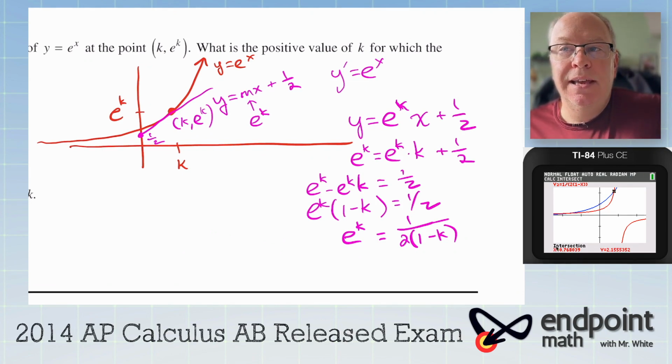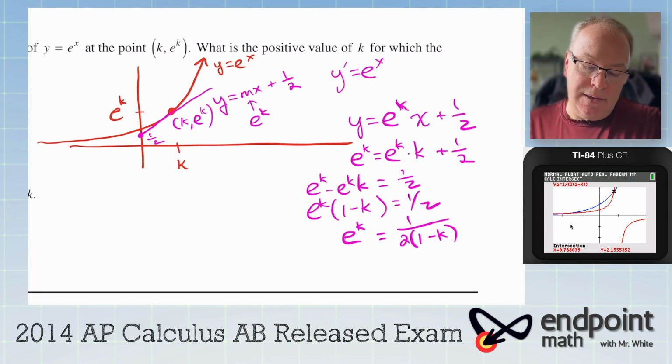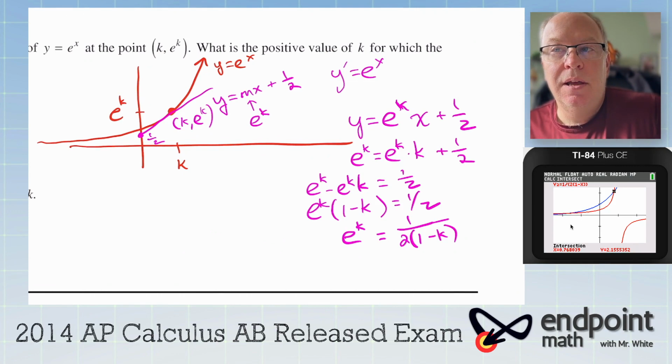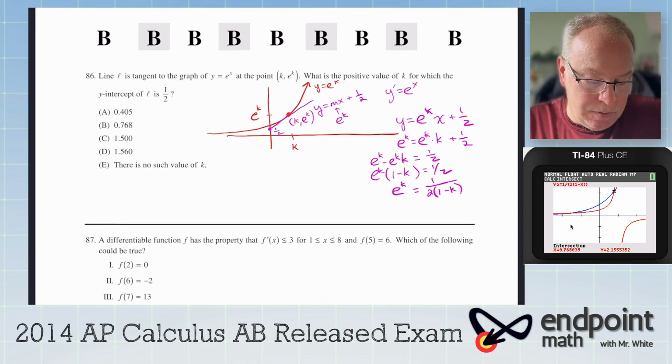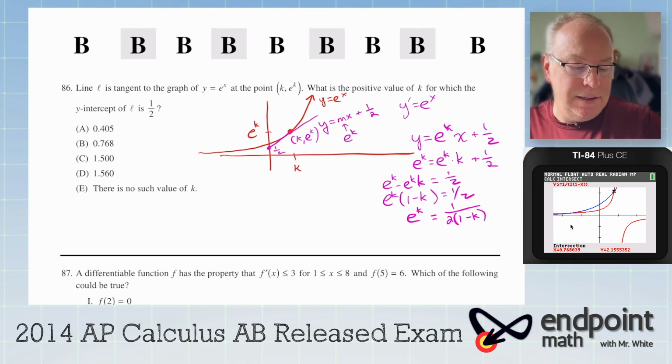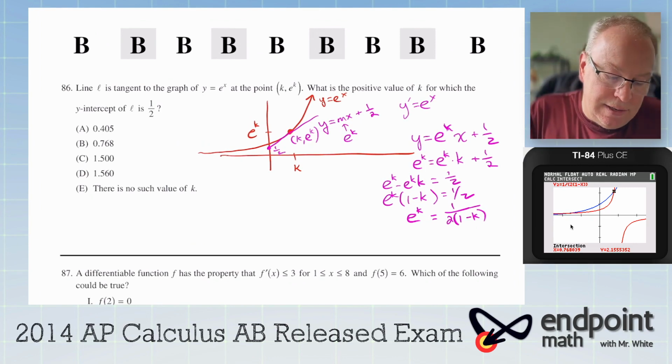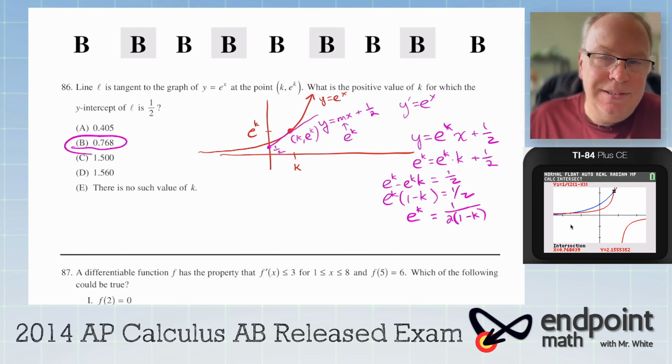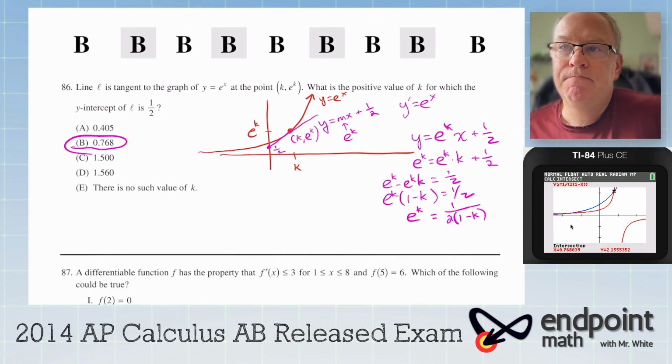And I see the intersection happens at x equals 0.768. And number 86 is indeed 0.768. So there you go. That was the answer there. So hopefully you followed all that.